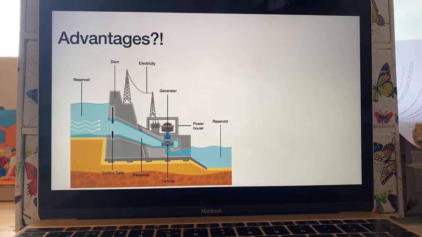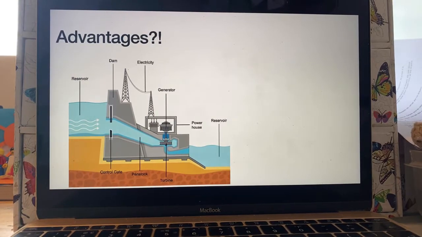Give me some advantages though. Again, just 20 seconds, scribble them down. Hopefully they're sort of starting to flow a little bit more easily now. Some of the advantages to building a dam across a river and letting the water that trickles through turn a turbine. You got 12 seconds. I think there should be 4 fairly obvious ones, should there?